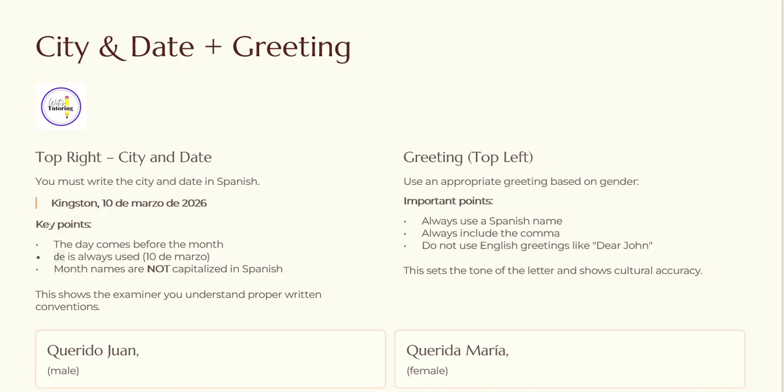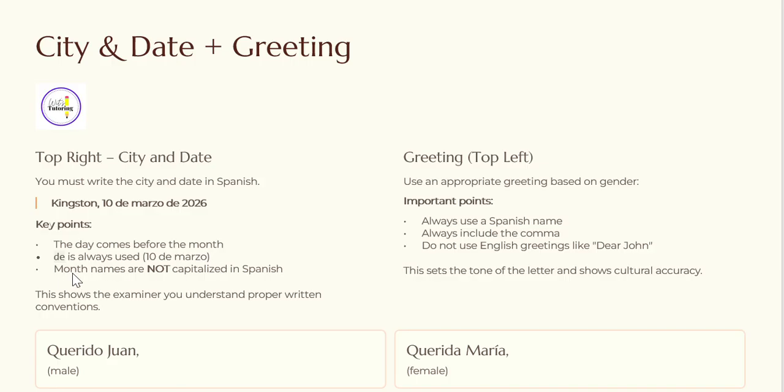So let's go over the city and the date plus the greeting. As discussed, you put the city and the date on the top right. Write it clearly in Spanish, like you're seeing here. Remember the day comes before the month. You always use de, so you'd say 10 de marzo, for example. And also use a reasonable date. So if your exam is on May 5th, 2026, your date cannot be May 1, 2026. It doesn't really make much sense.